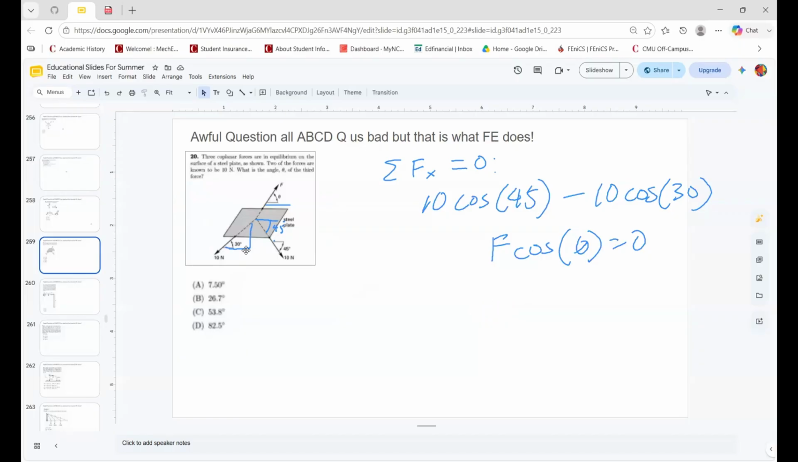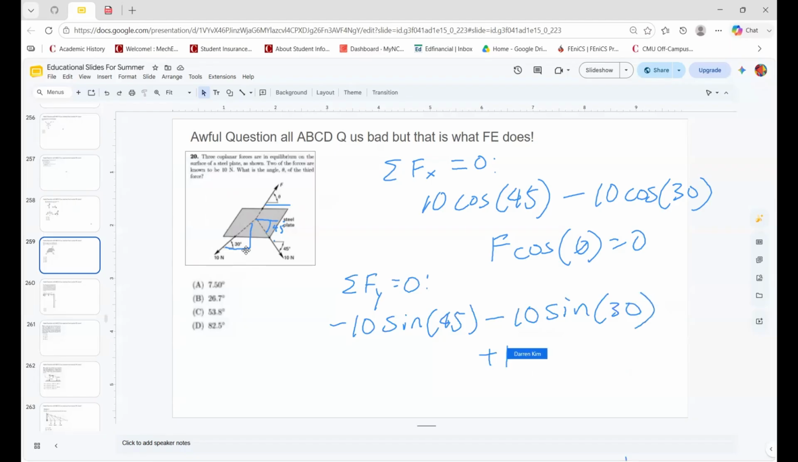My apologies. What you have to do is summation of y. My brain didn't register that you need summation of y for some reason, which is just 10 sine 45 in the negative direction, as you can see, minus 10 sine 30, and then plus F sine theta. Okay, this is not the way I think you're intended to solve it, because, to be fair, no, this is very much how it's intended to be solved. Man, this is going to be a pain to solve.